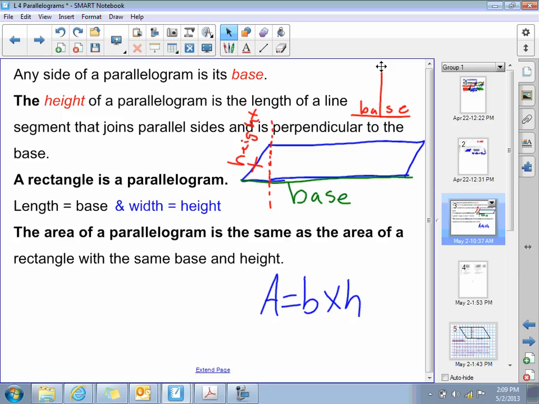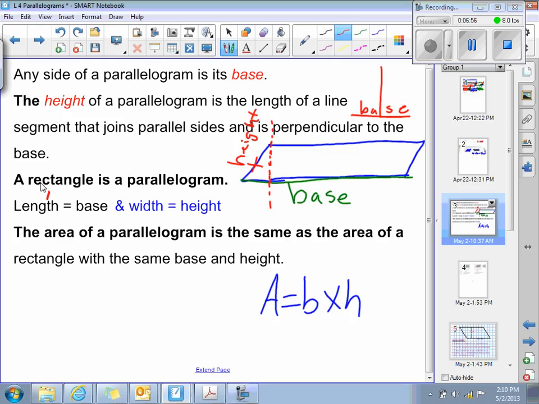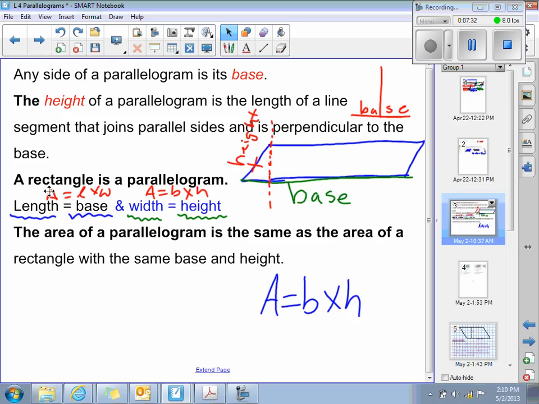We can always go back and make the connection between rectangles and parallelograms. The area of a rectangle is length times width. The area of a parallelogram is base times height. And for our purposes, the length of a rectangle will be the same as the base of a parallelogram. The width of a rectangle will be the same as the height of a parallelogram. The area of a parallelogram is the same as an area of a rectangle with the same base and height.